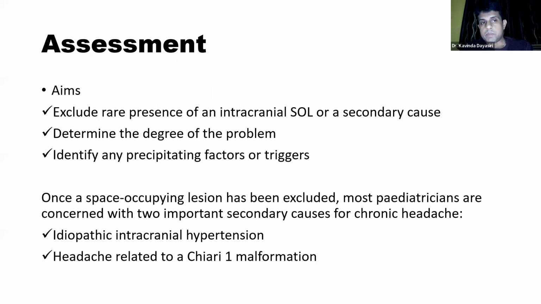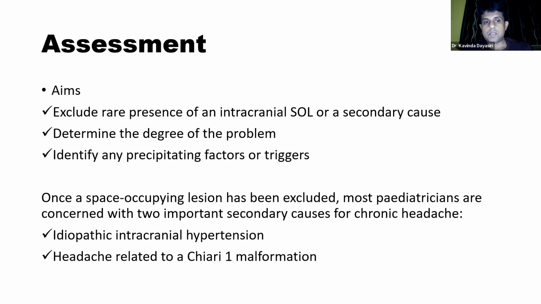So in assessment of a child with chronic headache, we have three main aims. One is to exclude, although rare, the presence of an intracranial space occupying lesion or a secondary cause, and then to determine the degree of problem, including how it is impacting on the functioning of the child and the family as a whole, and then to identify any precipitating factors or triggers, which is very useful in managing the child's condition. So those are the main aims of assessing a child with chronic headache.